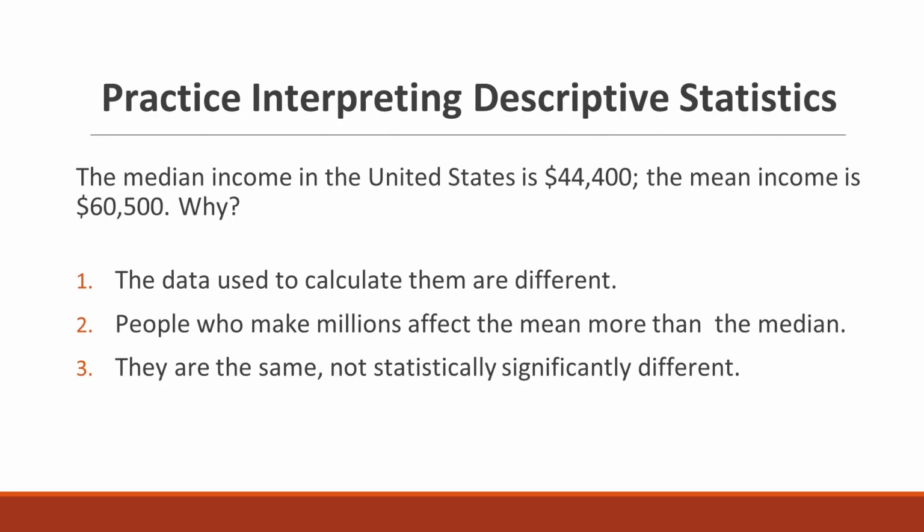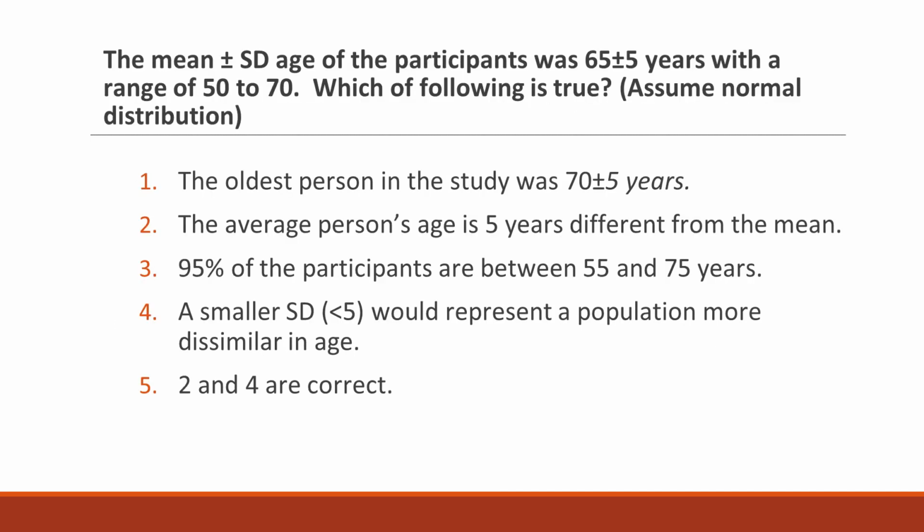The median income in the United States is $44,400. The mean income is $60,500. Why? Pause the video to answer this question. Read through the questions and potential answers. We will work through this problem together.